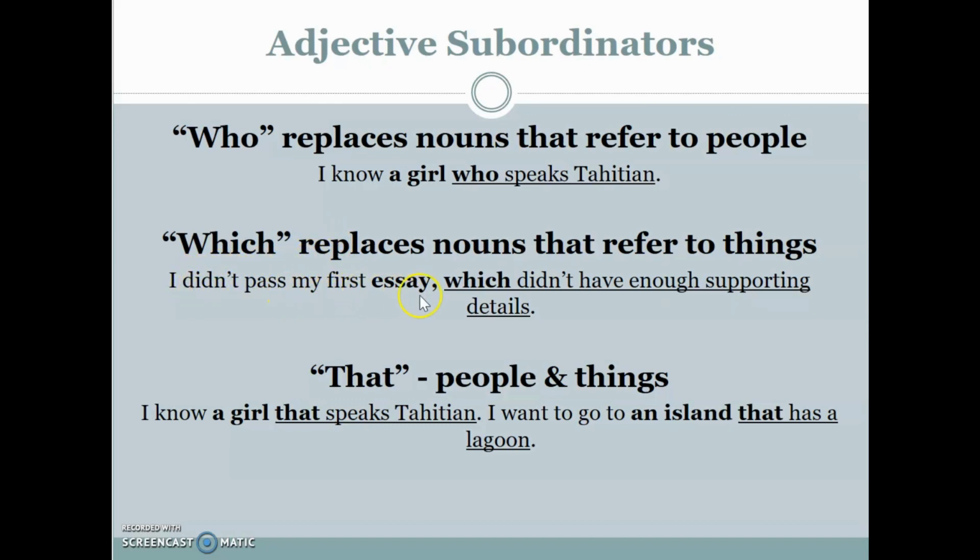Which replaces nouns or pronouns that refer to things. I did not pass my first essay, which did not have enough supporting details. That is a special subordinator that replaces nouns and or pronouns that refer to both people and things, but that never takes a comma. For example, I know a girl that speaks Tahitian. You can also say, I know a girl who speaks Tahitian. I want to go to an island that has a lagoon, or you can say which has a lagoon.